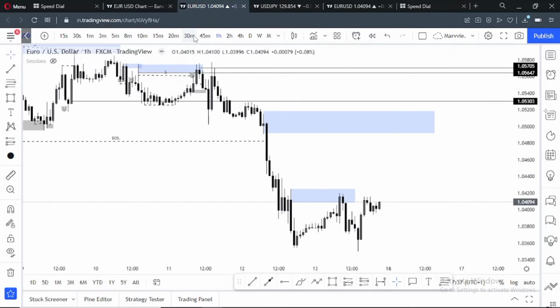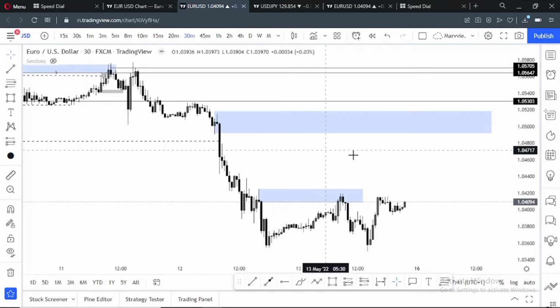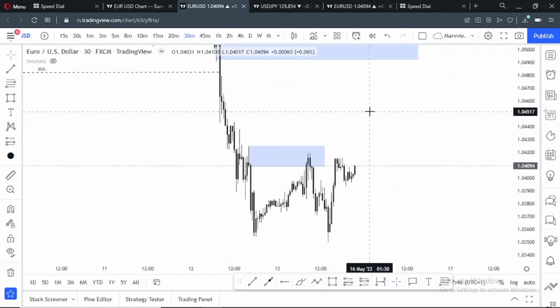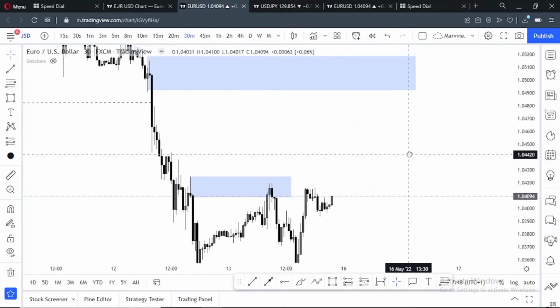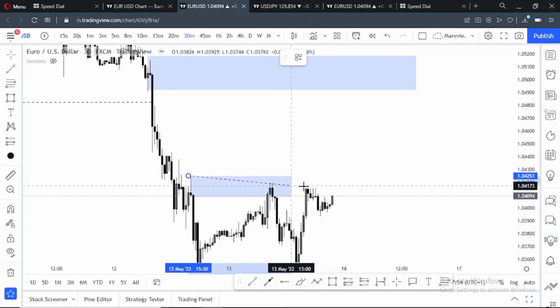Now to the 30-minute time frame to see what makes sense on there. So here on the 30-minute time frame on EURUSD, what can I see? I can see this liquidity pool that price has just built. Trendline liquidity, obviously.